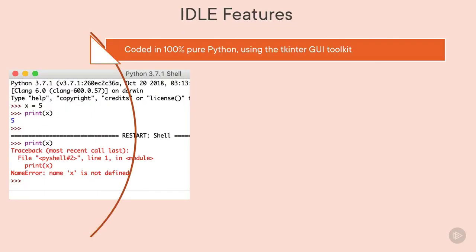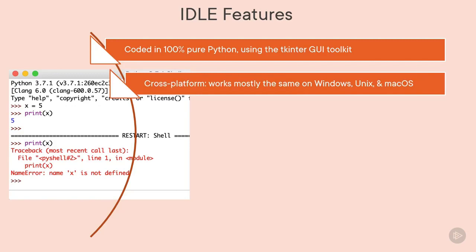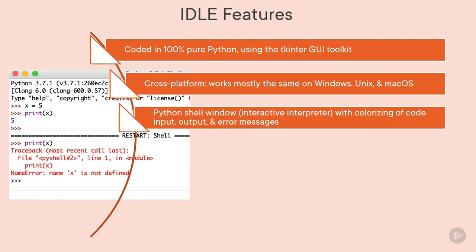Now, some additional features about IDLE. It was coded 100% in Python. So it was built for Python, it's coded in Python, and it's built using the tkinter kit that's used for building GUIs with Python. It is cross-platform, so it'll work on your Windows machines, your Mac OS, or your Linux machines, so pretty much anywhere. And the Python shell, the interpreter, has colorizing of code for input, output, and error messages. So that helps when you're writing code to see the differences and easily tell what's what. And you don't have that in a typical interpreter, but you have that in IDLE.